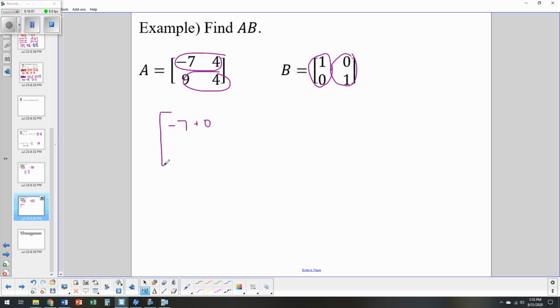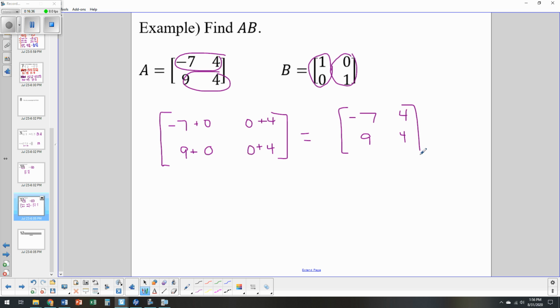I am skipping some steps now, guys. I hope you're okay following. If not, send me an email. Negative 7 times 0 is 0, plus 4 times 1 is 4. 9 times 1 is 9, plus 4 times 0 is 0, and then 9 times 0 plus 4 times 1. So what this gives me is negative 7, 4, 9, 4.